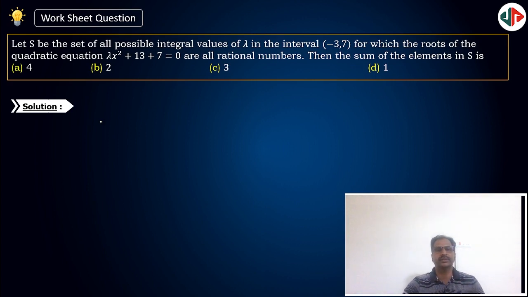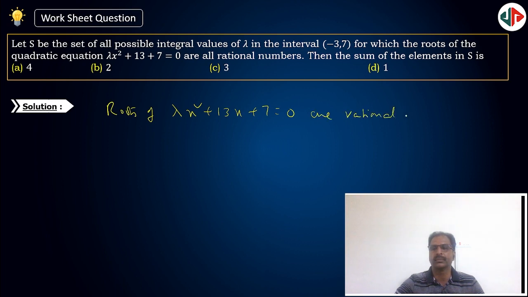Next. S is the set of all possible integral values of lambda in the interval minus 3, 7 for which roots of the quadratic equation are all rational numbers. X is missing here. Roots are rational numbers. Roots are rational numbers implies discriminant should be a perfect square.